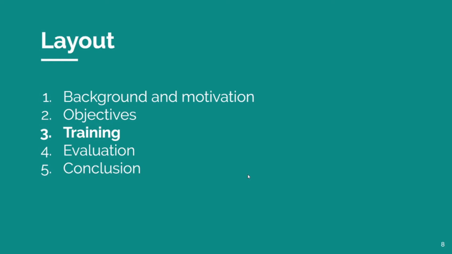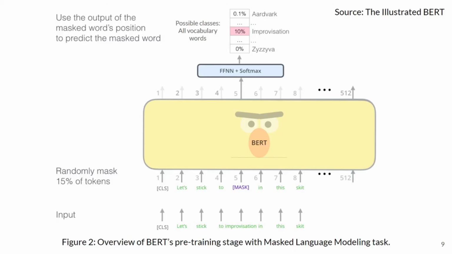So, how is BERT trained, and what do we need to train a Portuguese version? This image shows an overview of the training stage using the masked language modeling task. BERT is treated as a black box, and it receives a sentence at its inputs, and it outputs representations for each word in the context of the sentence.